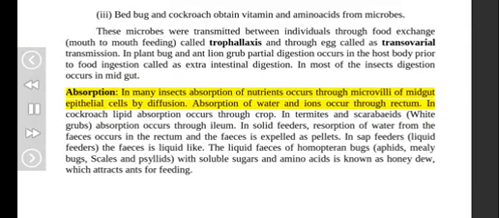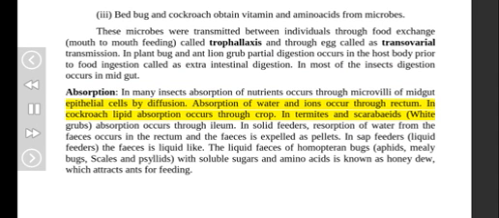In plant bug and antlion grub, partial digestion occurs in the host body prior to food ingestion, called extra-intestinal digestion. In most of the insects, digestion occurs in the midgut. Absorption: in many insects, absorption of nutrients occurs through microvilli of midgut epithelial cells by diffusion. Absorption of water and ions occurs through the rectum.